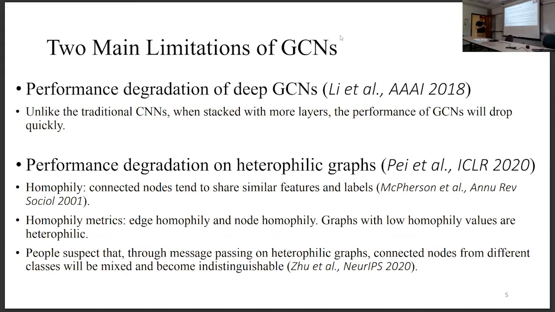And people usually think that in message passing on a heterophilic graph, nodes from different classes tend to connect to each other. After the aggregation step, the node features from different classes will be mixed together, so that the nodes from different classes will become indistinguishable. So this will harm the performance of graph networks. I will introduce these two limitations one by one.